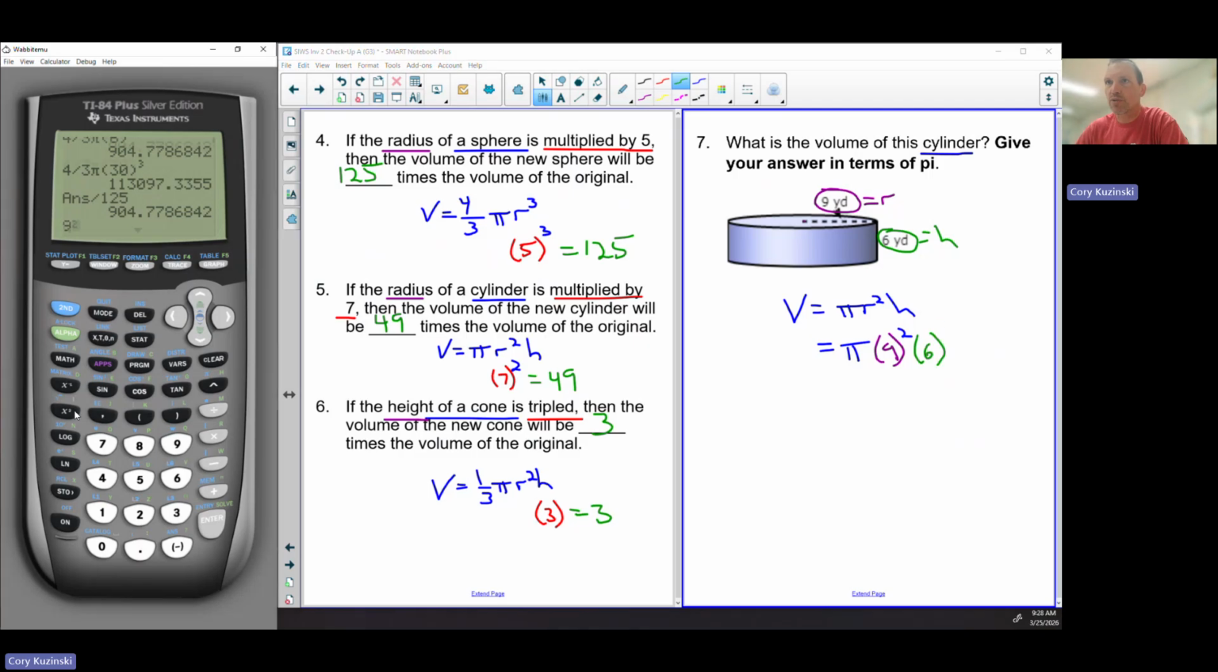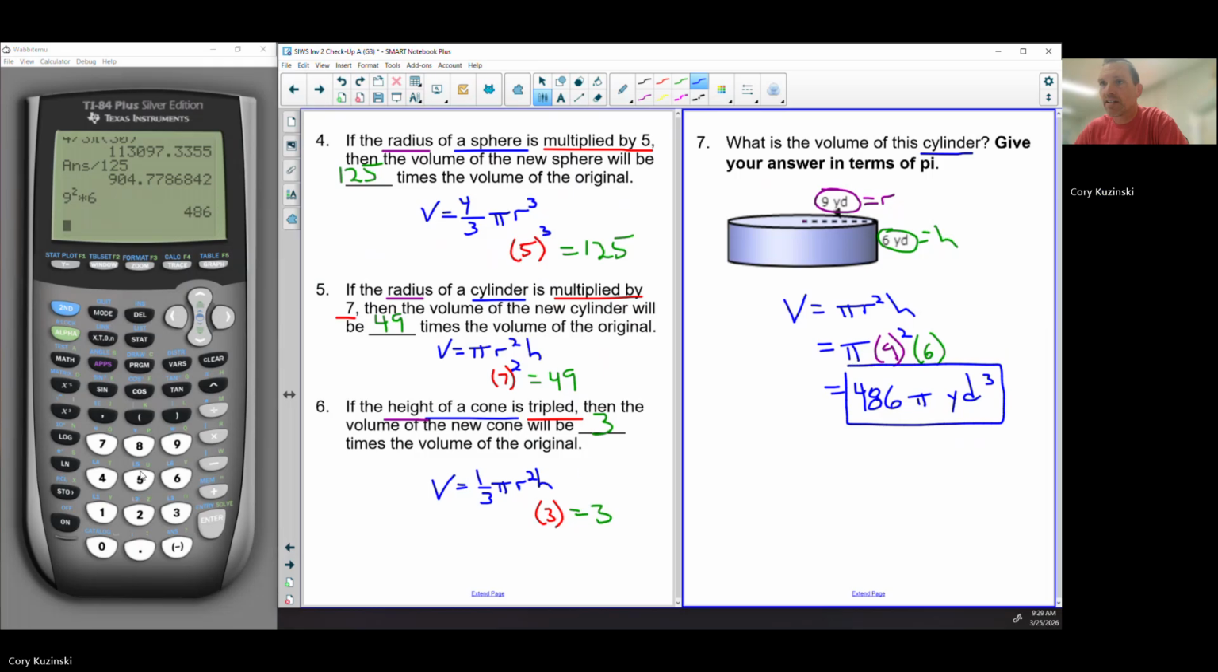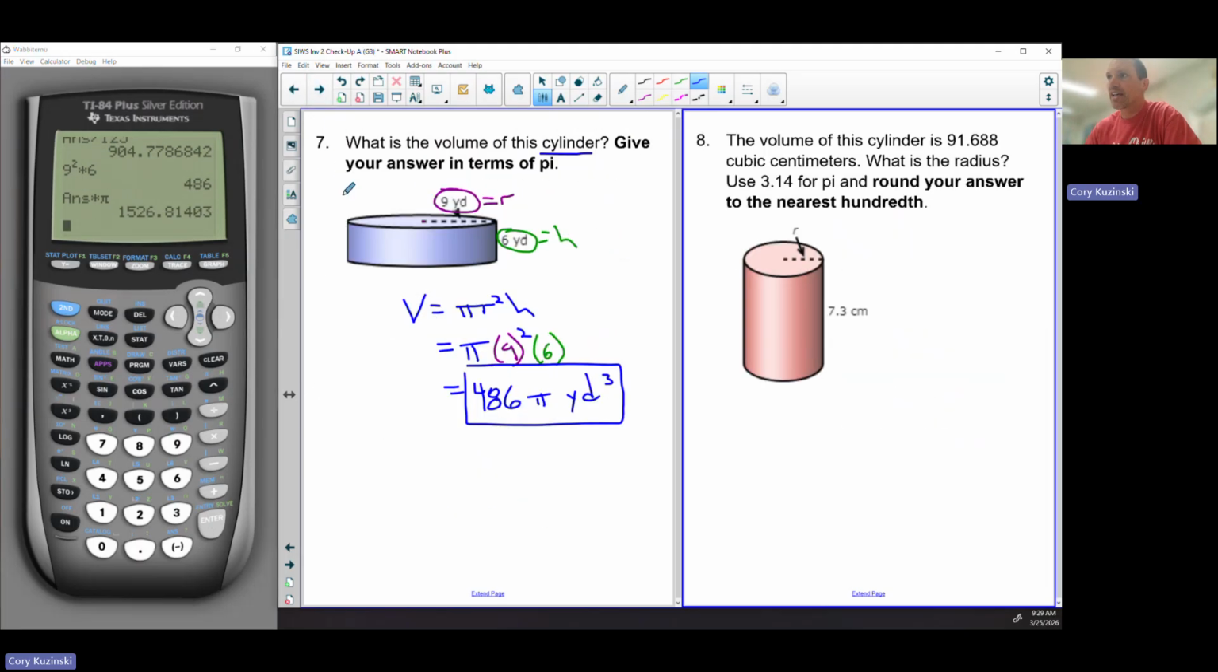So here we go. 9 squared times 6, that's 486. So we're going to have 486, and then we're going to multiply that by pi. That's in terms of pi. It's 486 pi cubic yards. You can't leave out the pi. It's this times pi, but we're leaving it in terms of pi. We're not writing 1526.8. We're writing 486 pi cubic yards. That's the exact answer. It's like saying square root of 2 is the length of the hypotenuse of this triangle.